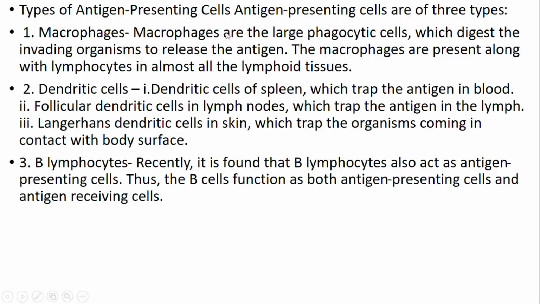The macrophages are large phagocytic cells. The dendritic cells are the dendritic cells of spleen which trap antigen in the blood, follicular dendritic cells in the lymph node which trap antigen in the lymph, Langerhans dendritic cells in the skin which trap microorganisms coming in contact with body surface. And thirdly, B lymphocytes. Recently, it is found that B lymphocytes also act as antigen-presenting cells. Thus, these cells function as both antigen-presenting cells and antigen-receiving cells.